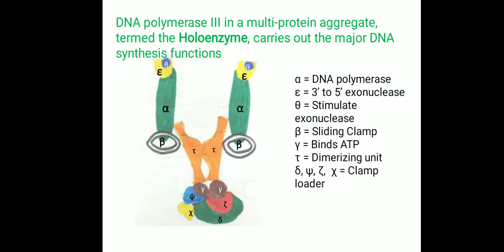dimerizing unit. This dimerizing unit holds the two alpha polymerase strands to replicate 2 strands of DNA at the same time. And other units like delta, phi, zeta act as a clamp loader to stabilize the holoenzyme complex to perform its polymerization function.